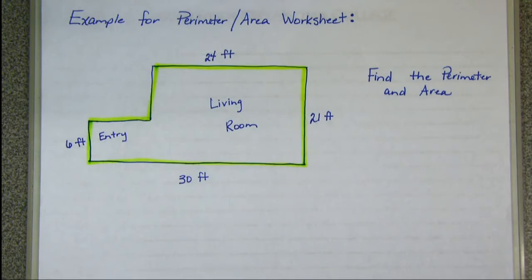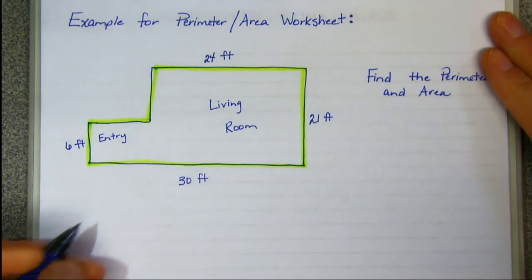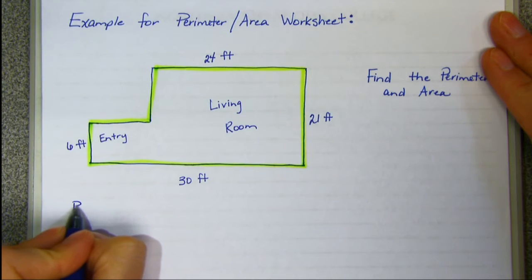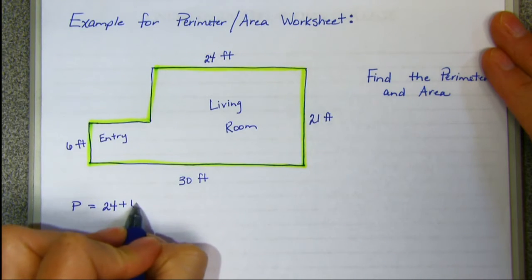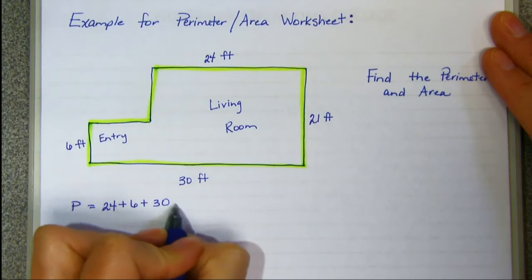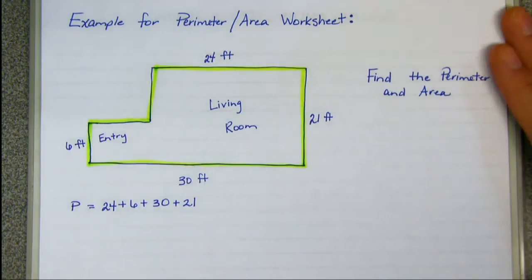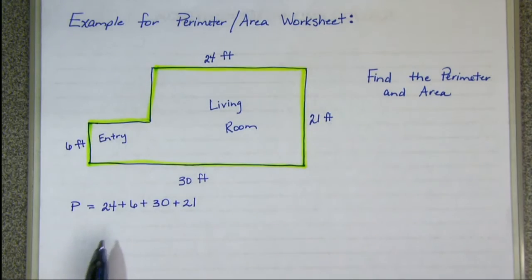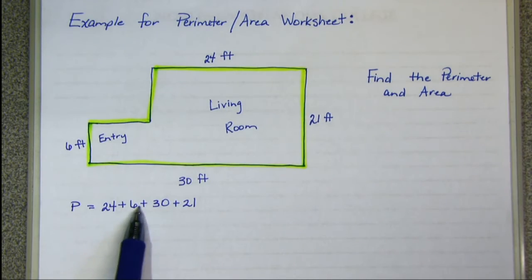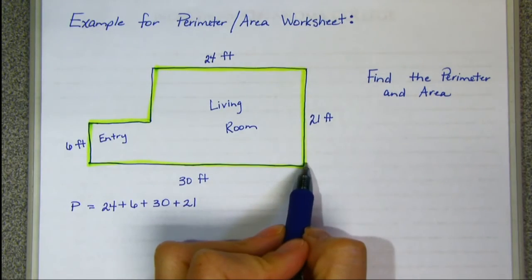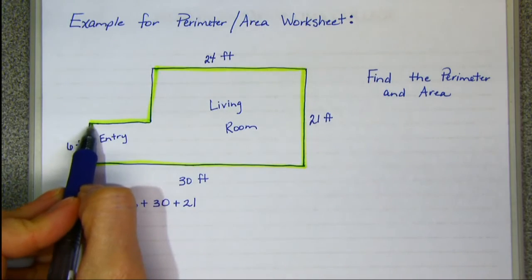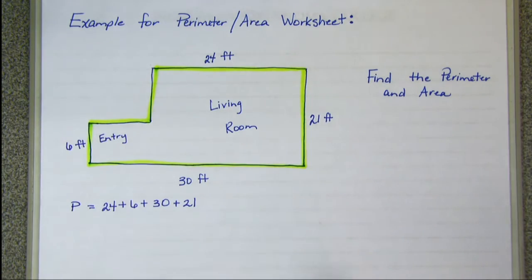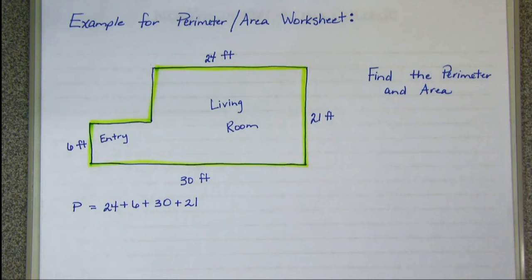Okay, now I want to point some things out. A lot of my students will go, oh, that's easy. That's 24 plus 6 plus 30 plus 21, and they'll stop. Okay, well, let's think that through. 1, 2, 3, 4 sides. Well, if I walked the perimeter, it is 1, 2, 3, 4, 5, 6 sides. So we're missing 2 numbers.